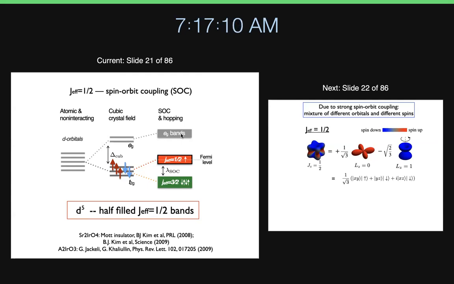Now, energy scale comes into play. If I have a 3D, yes, you will split here, and the lambda in the 3D case is going to be about 20 meV, roughly. So it's not a small energy scale. If I have a 4D, it's about 100 meV, like ruthenium will be about 100. And if I have a 5D, iridiums will be about 400 or 500 meV. So they're very large energy scales.